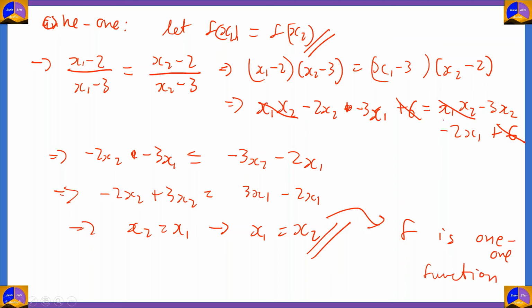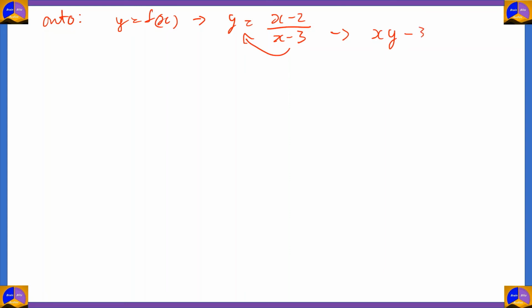Now, let's figure out whether f is onto. To prove whether f is onto, let's take y equal to f of x. So y will be equal to x minus 2 by x minus 3. On taking this to the left-hand side, we'll get xy minus 3y is equal to x minus 2. This is after taking this to the left-hand side and opening the bracket. Now we can group the x terms together. So xy minus x equals 3y minus 2.